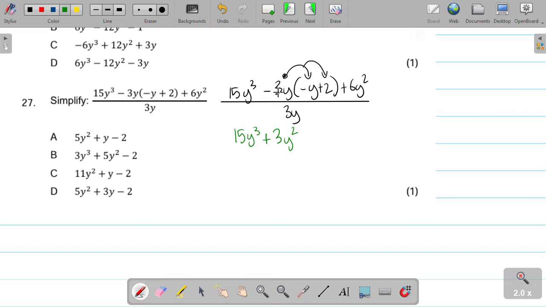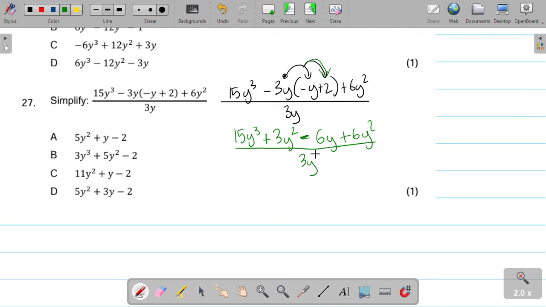Then we have negative 3y. We're doing this arrow over here. So we're saying negative 3y times the positive 2. That's going to give me a negative still, 6, and then y. And then we have plus 6y squared. So now, remember, we still have a denominator over 3y.